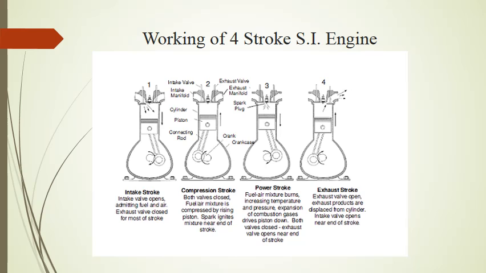Now we will discuss the working of 4-stroke SI engine. In a 4-stroke cycle engine, the cycle of operation is completed in 4 strokes of the piston, or say 2 revolutions of the crankshaft. Each stroke consists of 180 degrees of the crankshaft rotation, and hence a cycle consists of 720 degrees of crankshaft rotation. Now the series of operations of ideal 4-stroke SI engine includes 4 strokes, that is suction stroke, compression stroke, expansion or power stroke, and the fourth one is exhaust stroke.